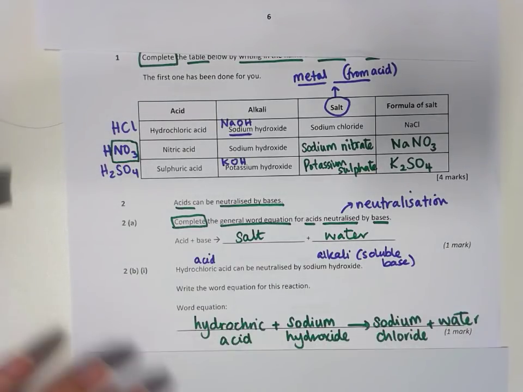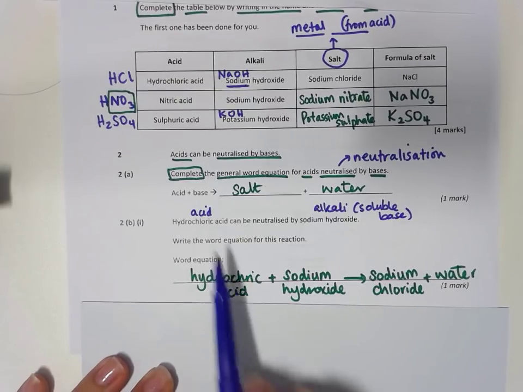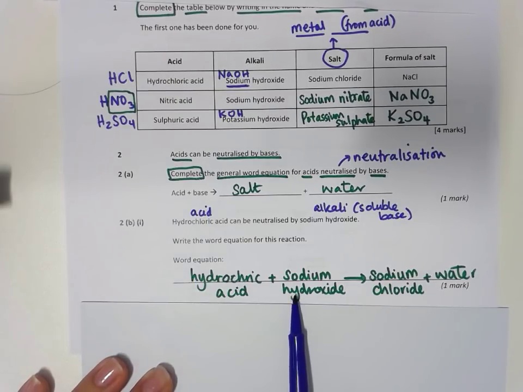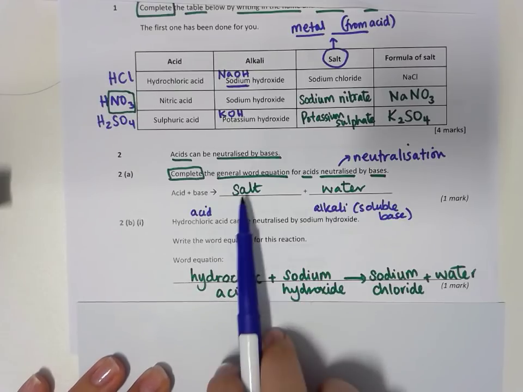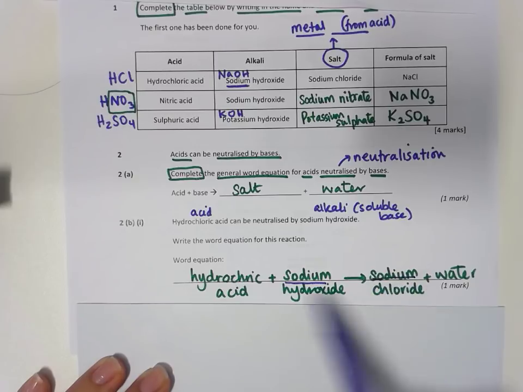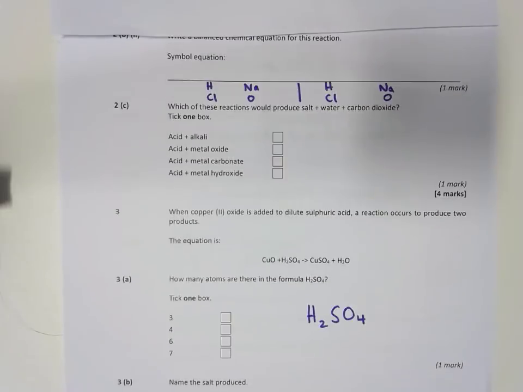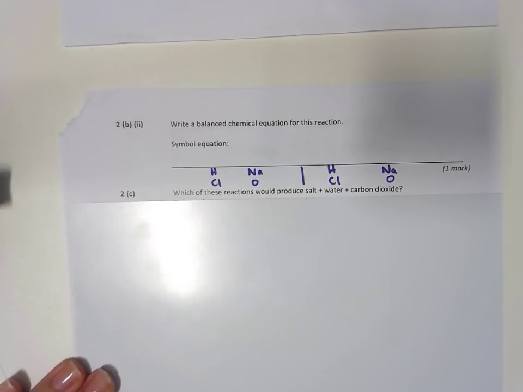Write the word equation for this reaction, and here we are. We have the acid, hydrochloric acid, plus base, which is sodium hydroxide, or an alkali in this case, produces salt. Remember, the first part comes from the metal, and the second part comes from the name of the acid, plus water. The next question asks to write a balanced equation for this reaction.